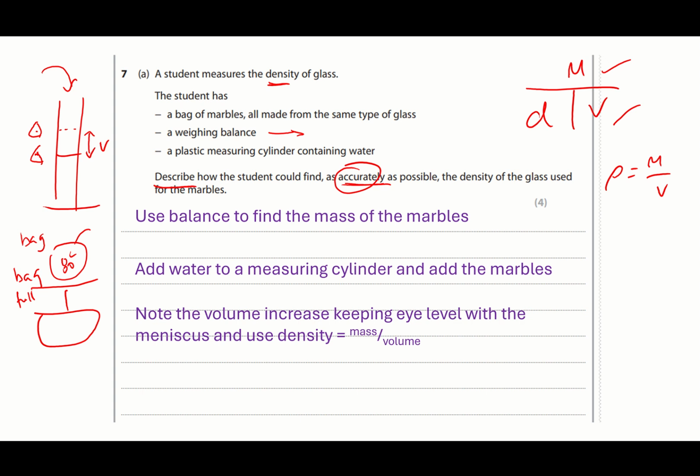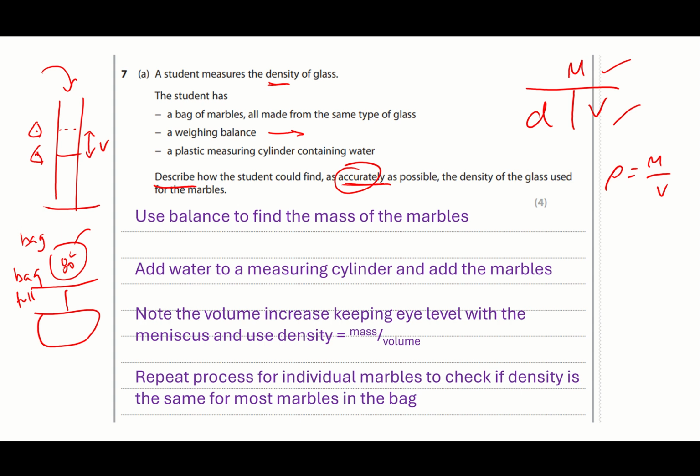I'm going to say one other thing in terms of making sure, well, I might then sample a few of the marbles to see if they come out with the same density. Because it says the same type of glass, but I'm going to double check it. So repeat the process for individual marbles to check if the density is the same for most marbles in the bag. And then that'll prove the same type of glass thing. There we go. But it might be that they might have the same type of glass, but some marbles might have more air bubbles in it than other marbles. So there's your one there.